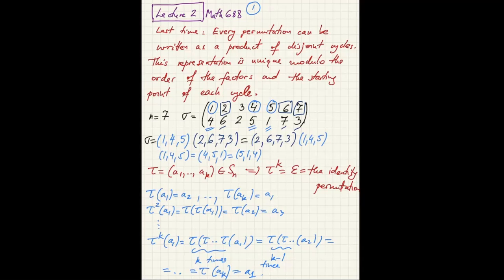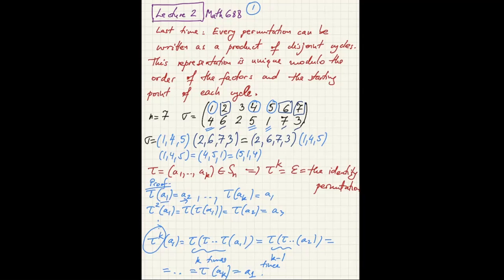If we have a cycle, let's say tau equals (a1, a2, ..., ak) in Sn, then I claim that if I raise the cycle tau to the power k, if I compose it k times, I'm going to get the identity permutation. And this is a pretty straightforward fact. In order to prove it, we just see what this permutation tau composed with itself k times does to every element of the set from 1 to n. So if we look at what tau does to a1, it shifts its index to a2 and so on. It moves a2 to a3 and ak to a1.